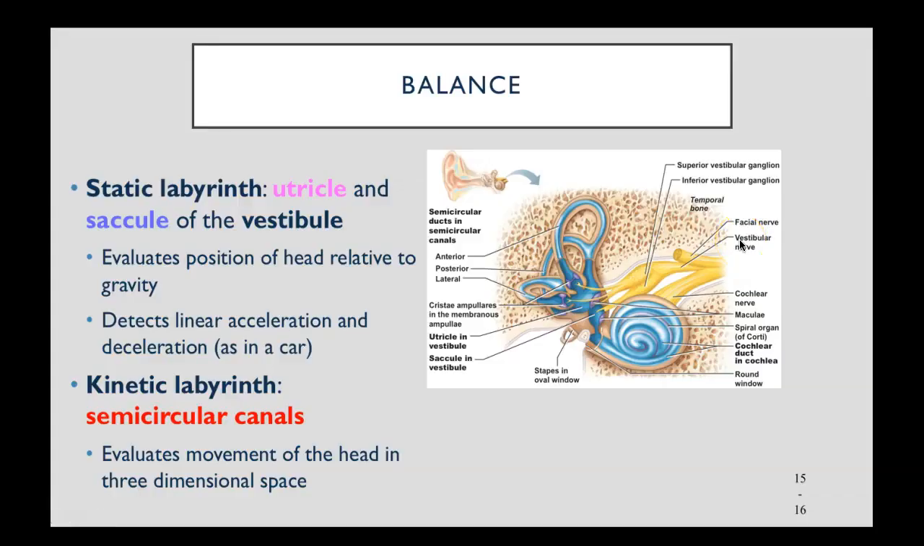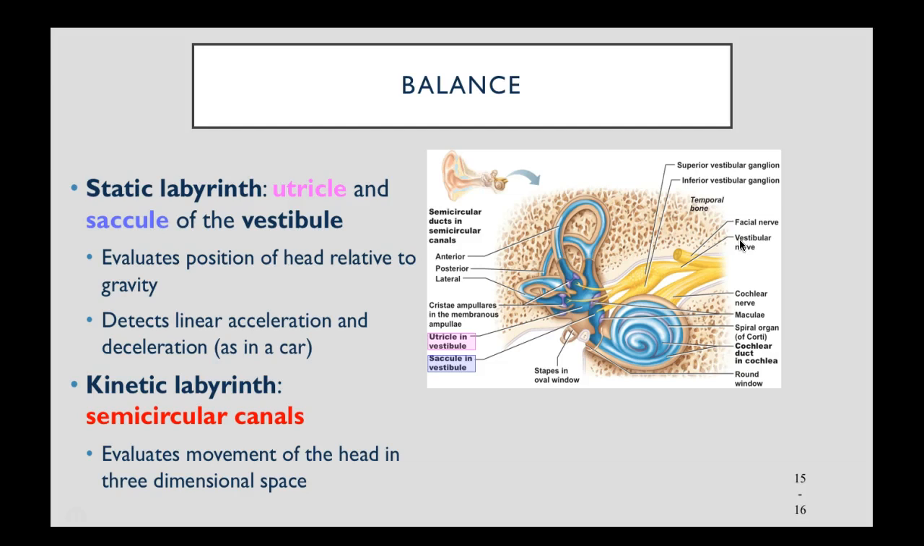Now let's talk about balance. Within our vestibule, we have two important structures. We have our saccule and also our utricle within the vestibule. This helps to evaluate the position of our head relative to gravity. It's going to help us to detect linear acceleration and deceleration, as if we were in a car, or in an elevator moving up and down, or if you're in an airport and stepping on one of those conveyor belts to accelerate you forward as you're walking.